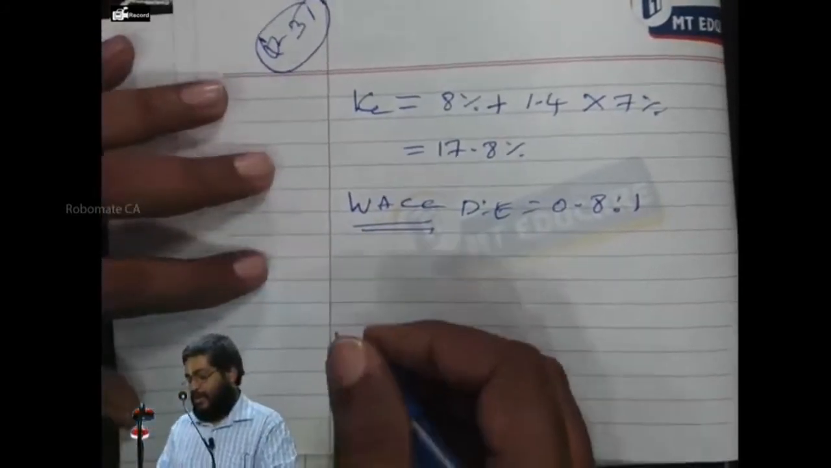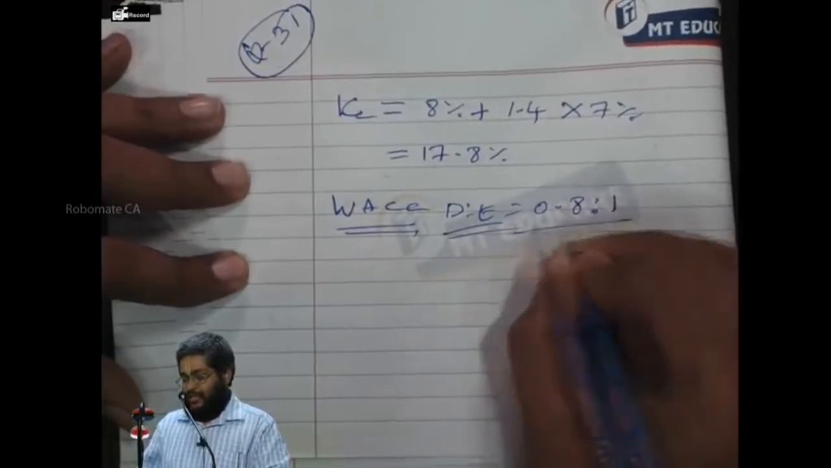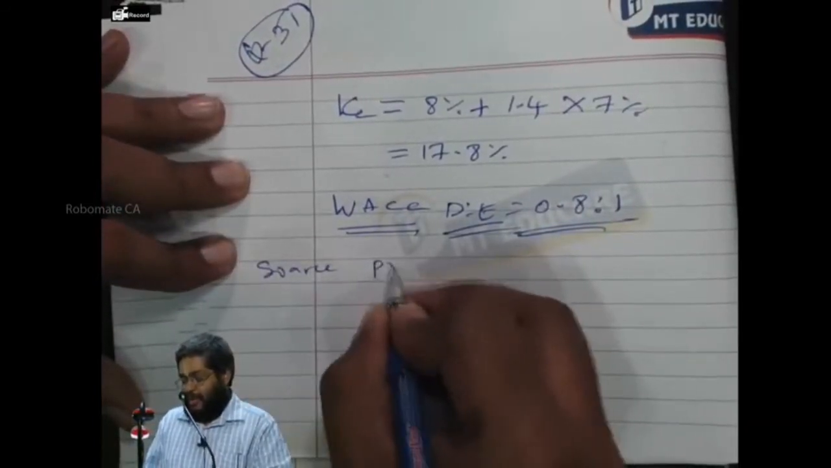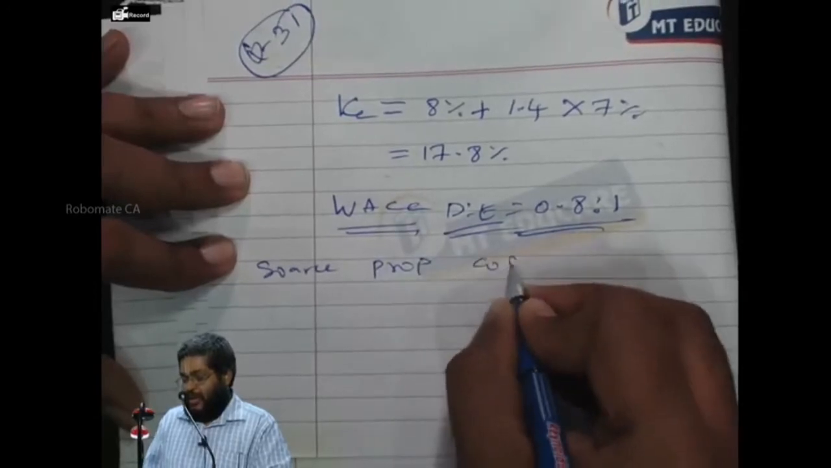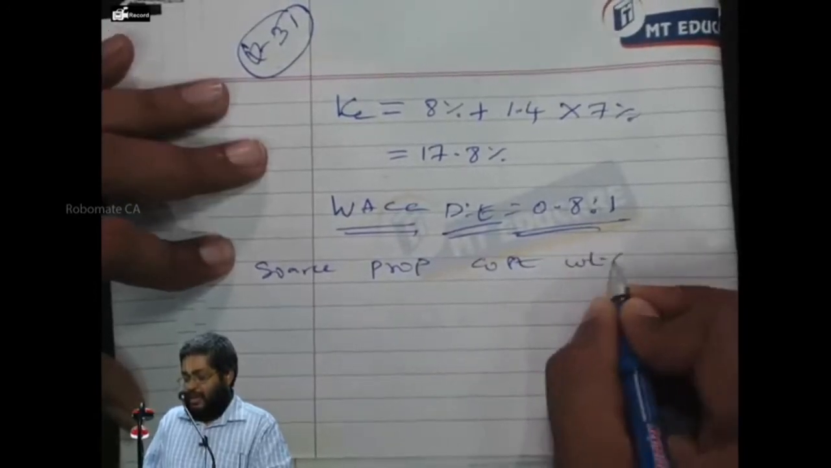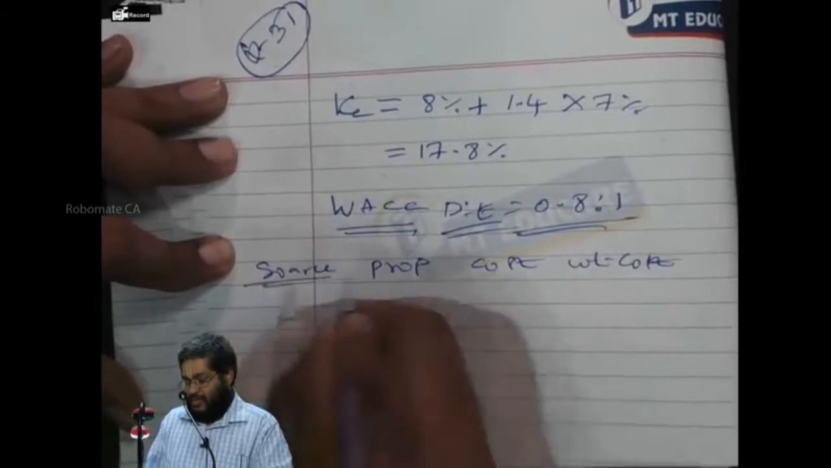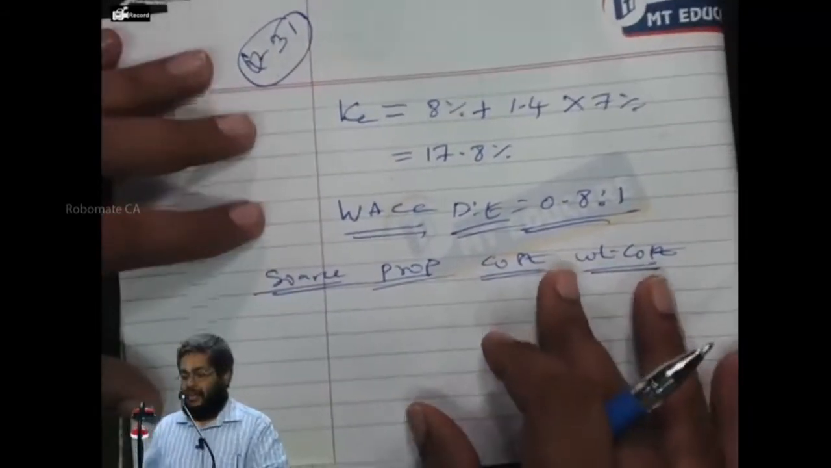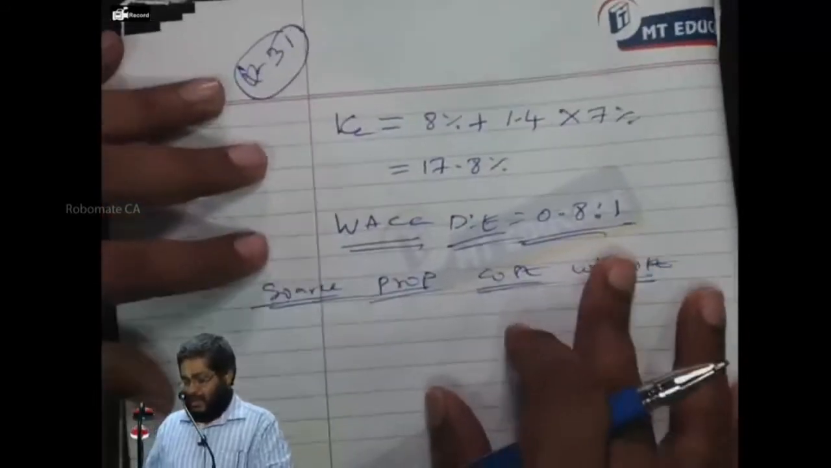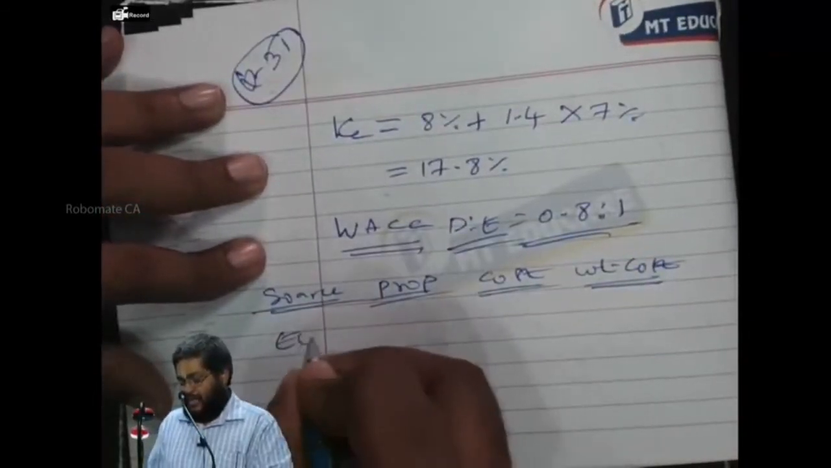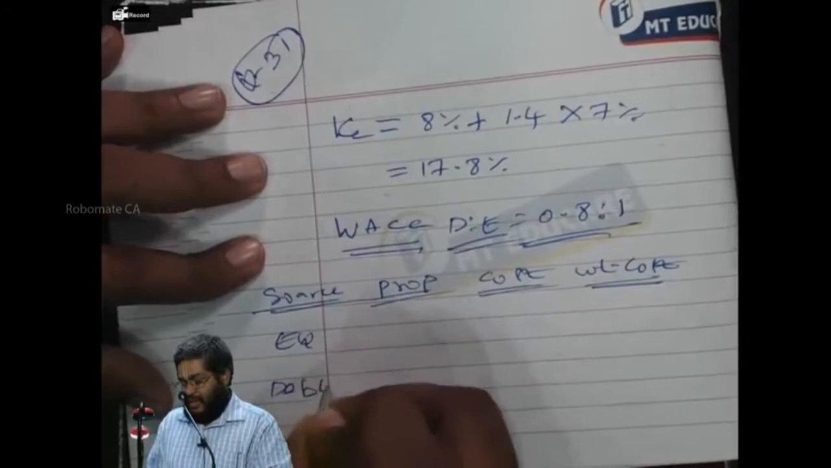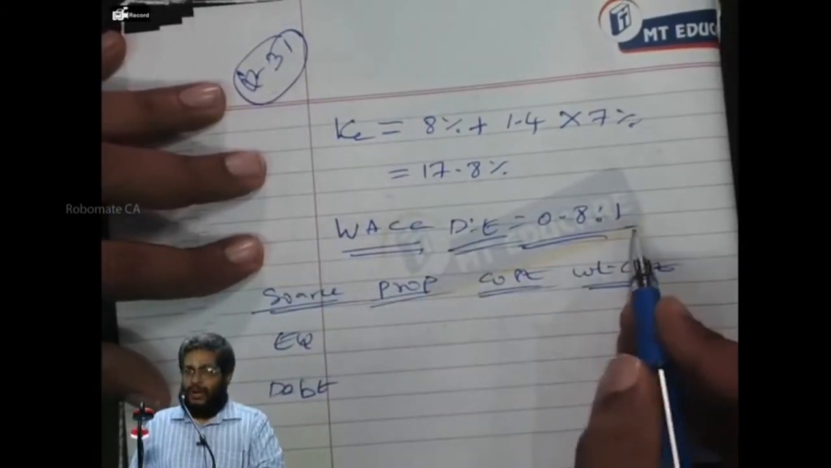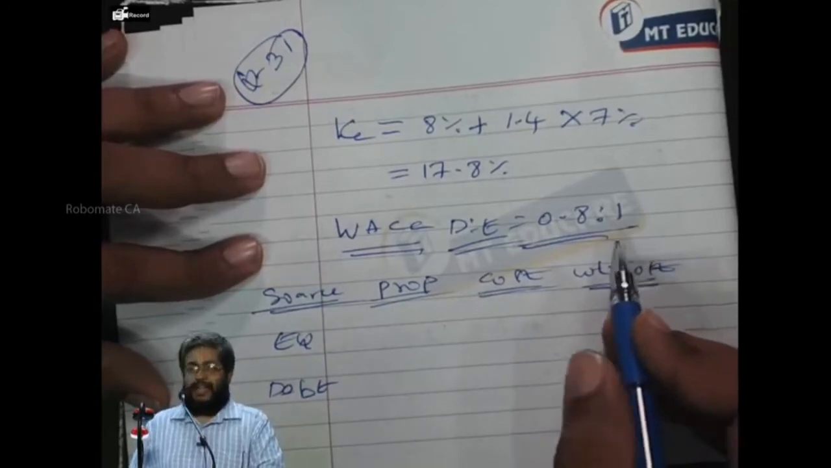No. Write down. Next, write the WACC column. What are the columns here? Source. Second column is what? Proportion. Third column is cost. Last column is weighted cost. Source, proportion, cost, and then weighted cost. Can you tell me the two sources of finance? Equity and then debt. Now, equity is 1 out of what? 1.8.